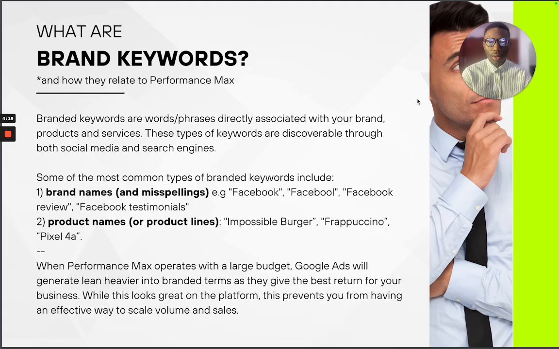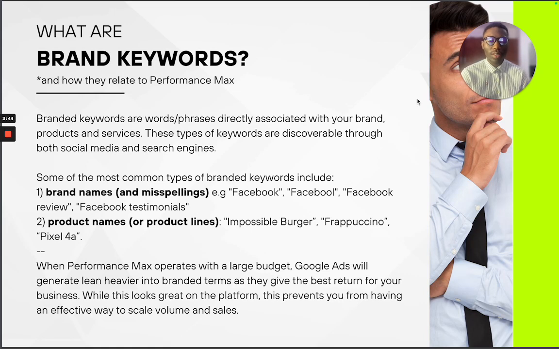Okay, so what are brand keywords and how do they relate to Performance Max? Now, brand keywords are words or phrases that are directly associated with your brand or your products and services. So these are terms that are directly tied into your brand name and your brand architecture. So some of the common types of brand keywords are obviously your brand names and misspellings. So for example, Facebook, Facebook review, Facebook testimonials, and then also your product names.